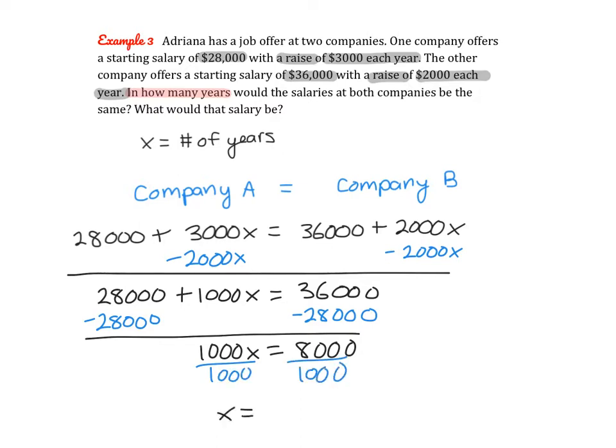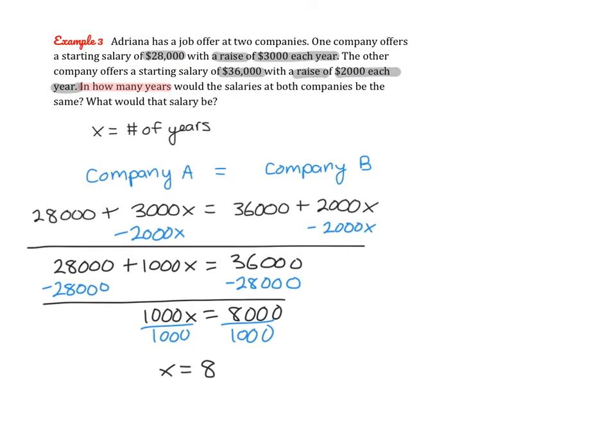So X equals 8, and let's make sure we answer the question. It says, in how many years would the salaries be the same? So we would answer the first part, 8 years. But then they also ask, what would that salary be? So we can actually take this and substitute it either into the expression for company A or company B, because they should be the same.